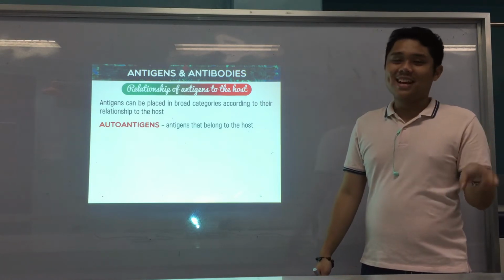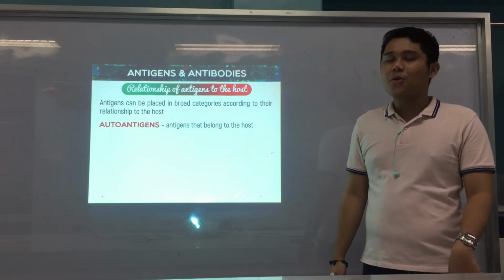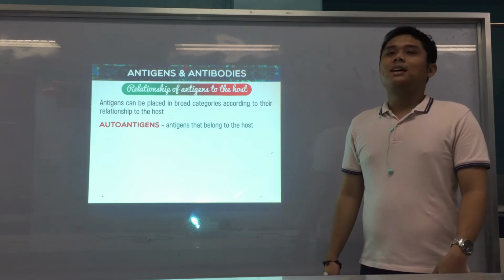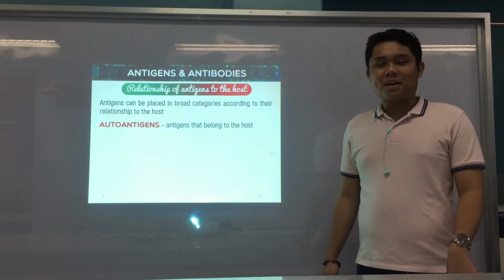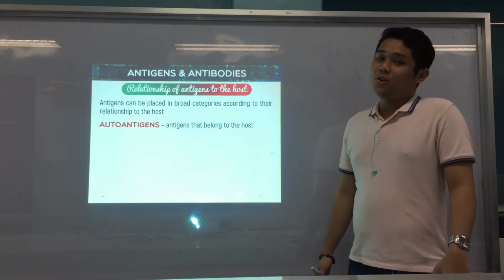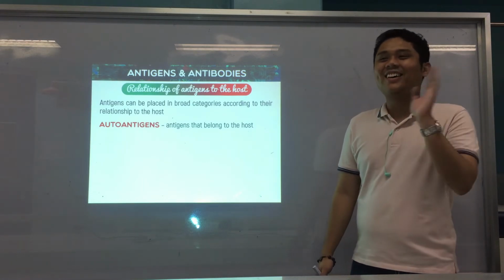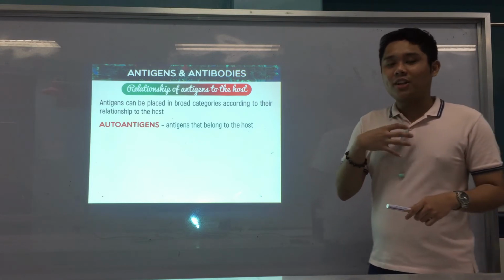You might think we only have the ABO and Rh blood groups. You are wrong. We already have 36 blood groups in the human body, if I'm not mistaken. You'll discuss that in your blood bank class. So, that's what you call autoantigens.